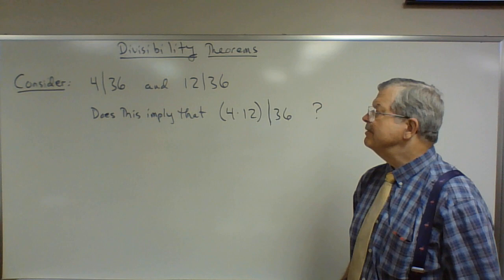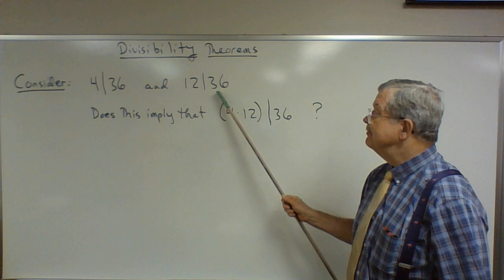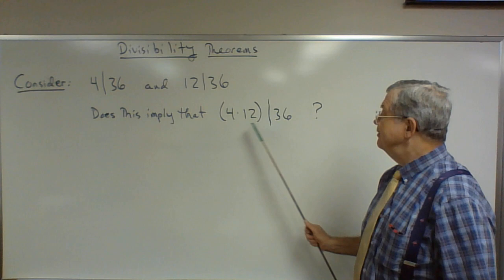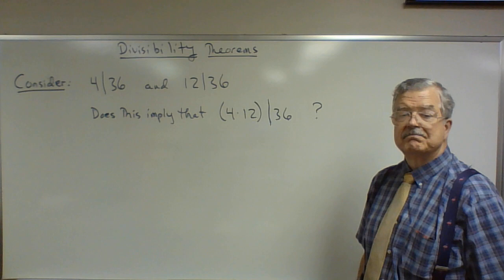Notice that 4 divides 36. 4 times 9 is 36. 12 divides 36. 12 times 3 is 36. So the question is, does this imply that their product divides 36? If we have two divisors of 36, does their product also divide 36? Reasonable question. Let's see.